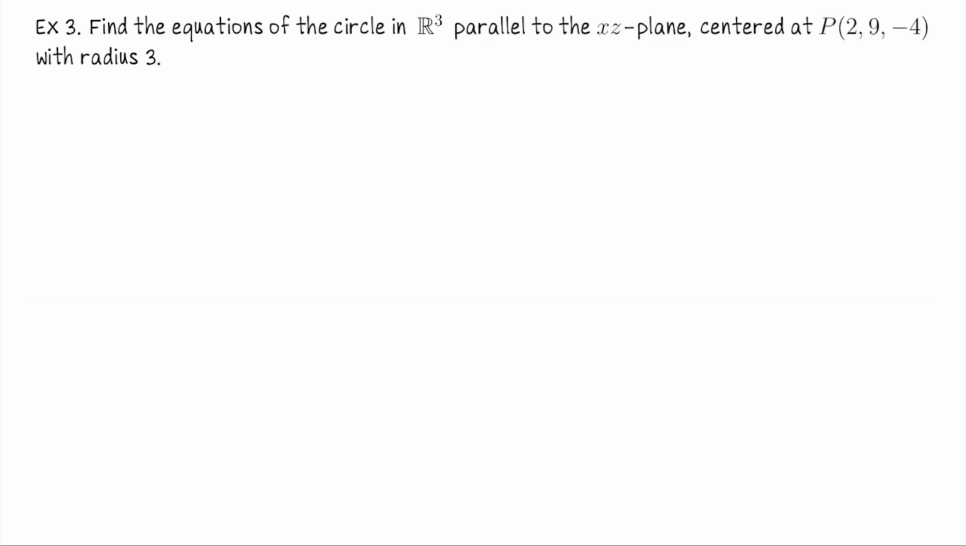Okay, now let's look at this example. We want to find the equations necessary to describe the circle in R3, which is parallel to the xz plane, centered at the point 2, 9, negative 4, and with a radius of 3. Again, let's start by sketching R3. So here's our z-axis, our y-axis, and our x-axis.